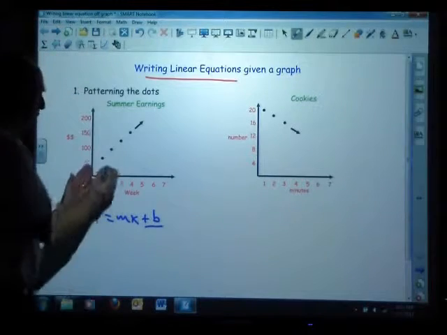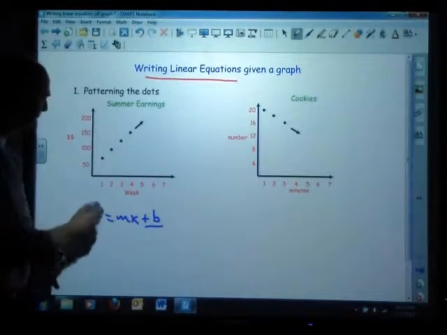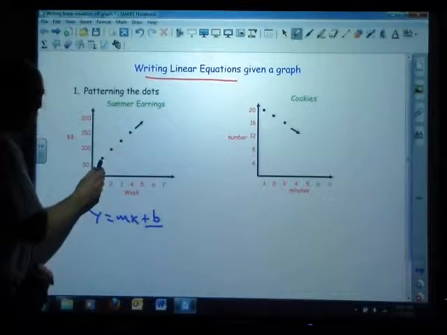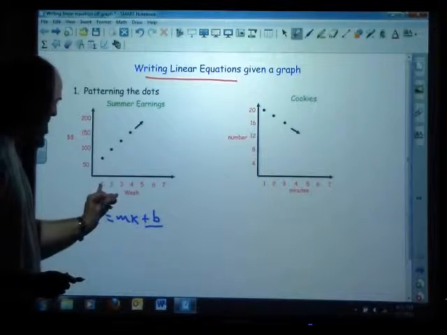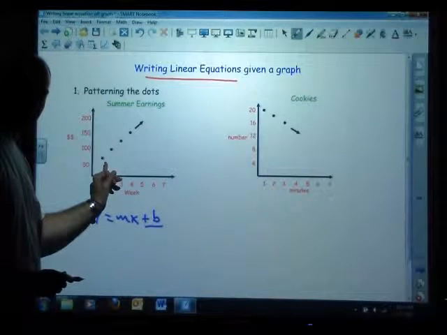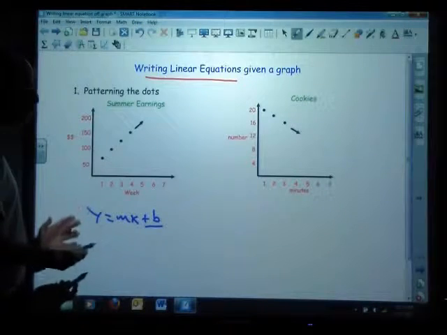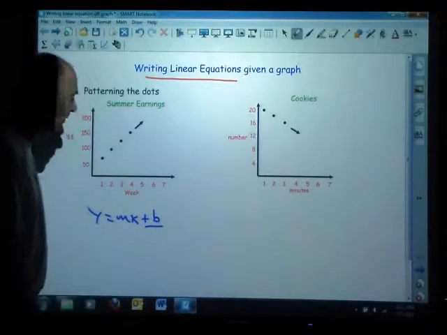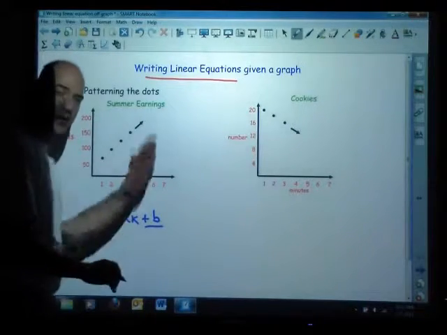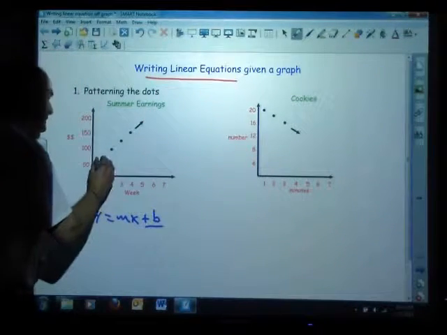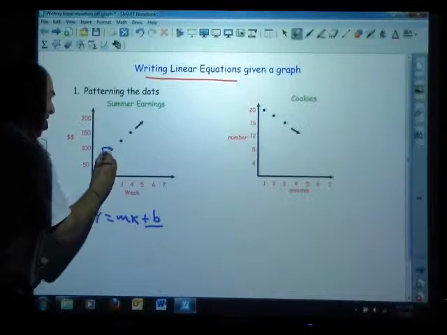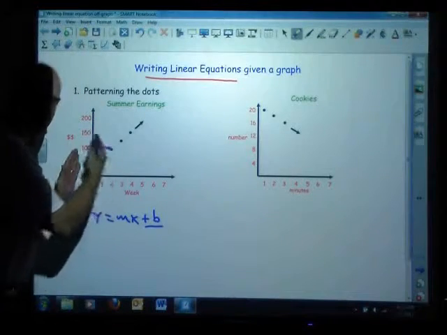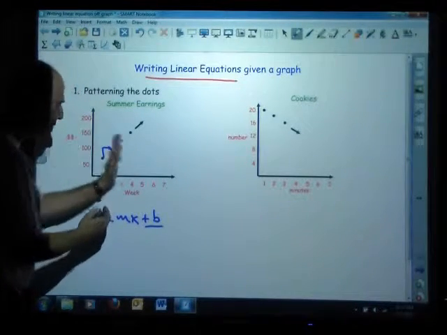Now that's what makes this a little bit interesting, because in fact this is not on the y-axis. This is after 1 week we're at $75. Now if you can visually see the slope, you can probably write the equation in short order. Now the slope is how steep the line slants, which we've been talking about is the change in y compared to the change in x, or what we call the rise and the run.